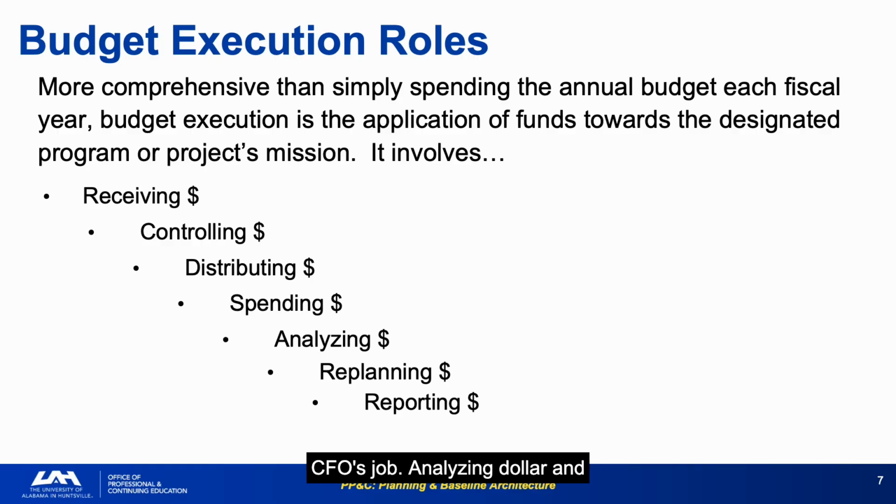Analyzing and replanning are the PPNC-specific roles within execution. These are where the analyst's contribution is most visible and most valuable. Receiving, controlling, distributing, spending, and reporting are largely mechanical. Analysis and replanning require judgment. The full execution role list is the scope of Module 3. Each function has specific mechanics, requirements, and implications for analysis. Understanding all 7 makes you a more complete execution professional.